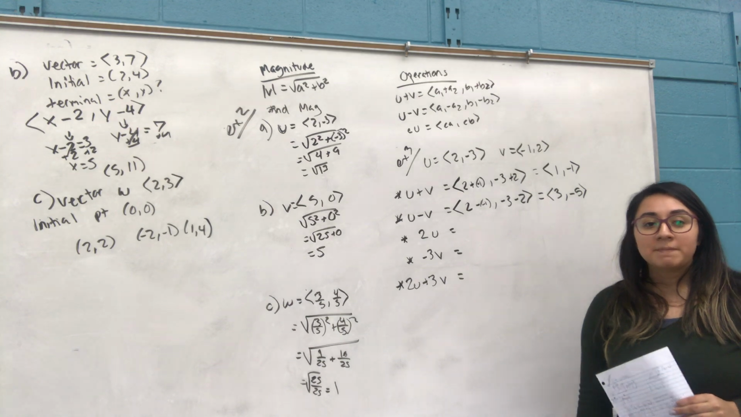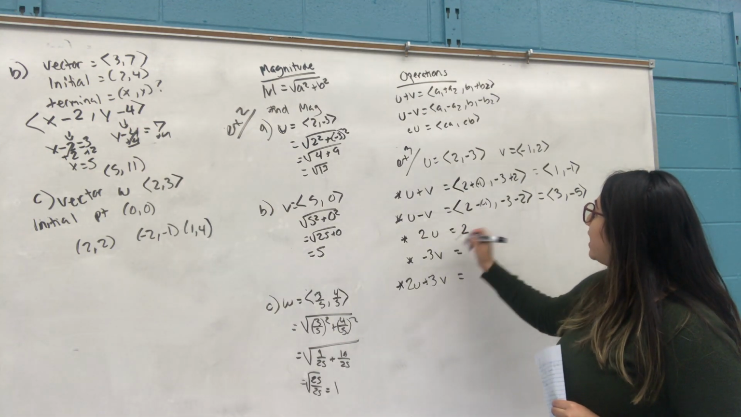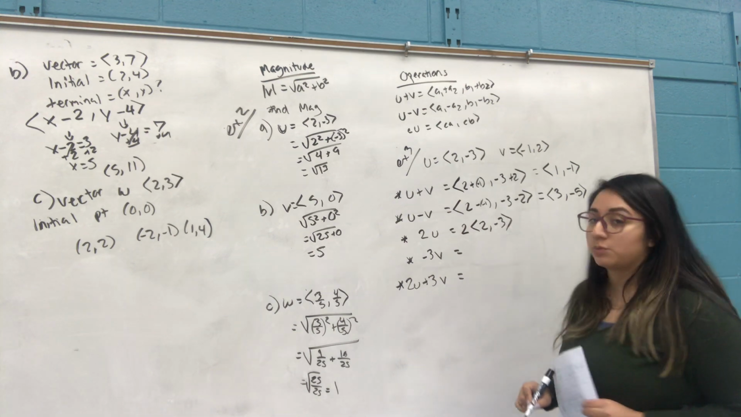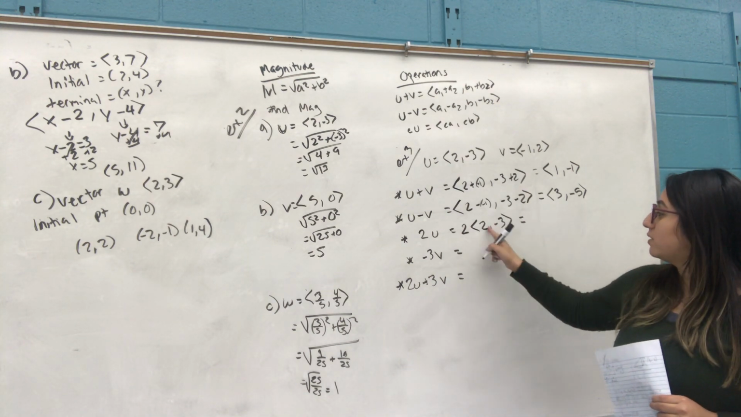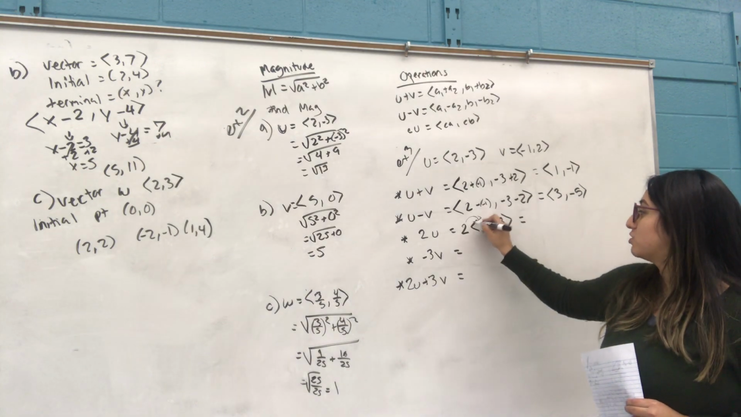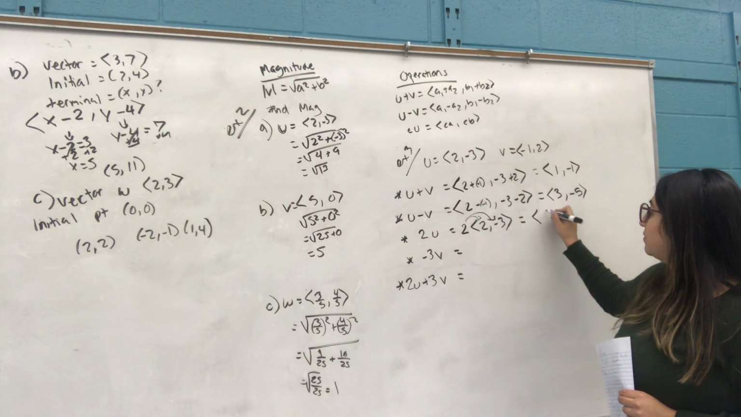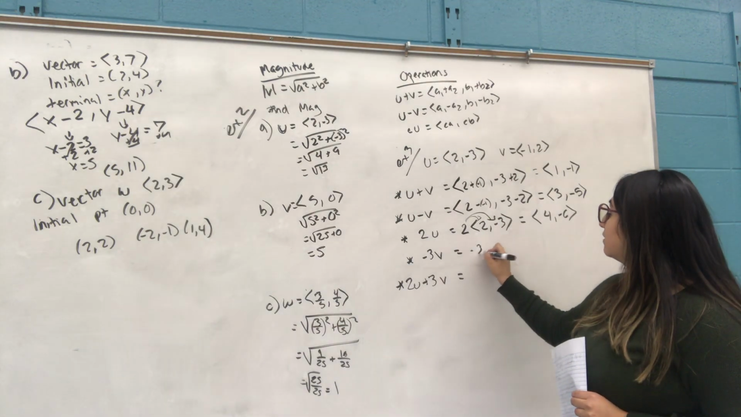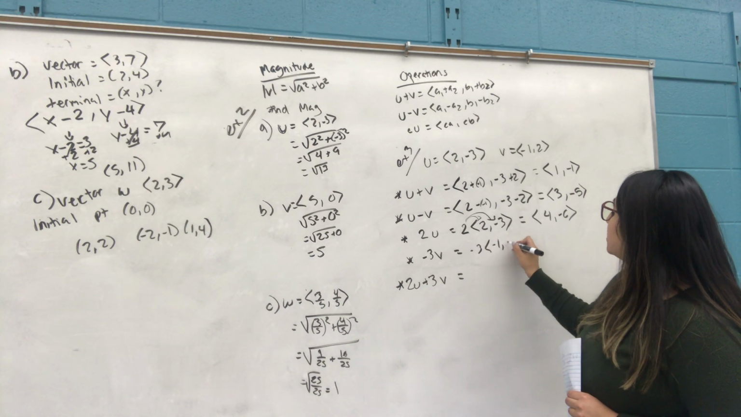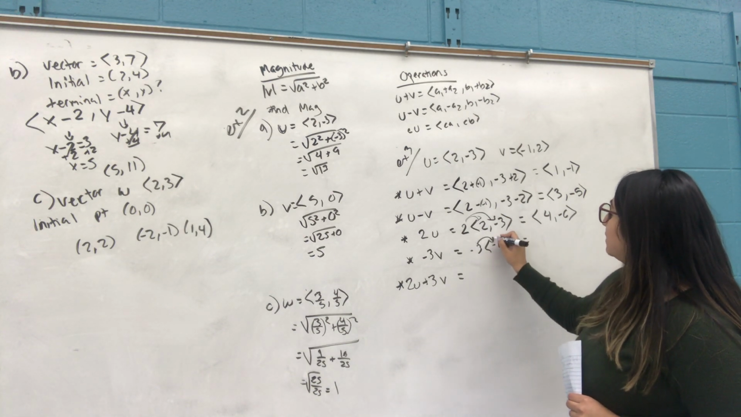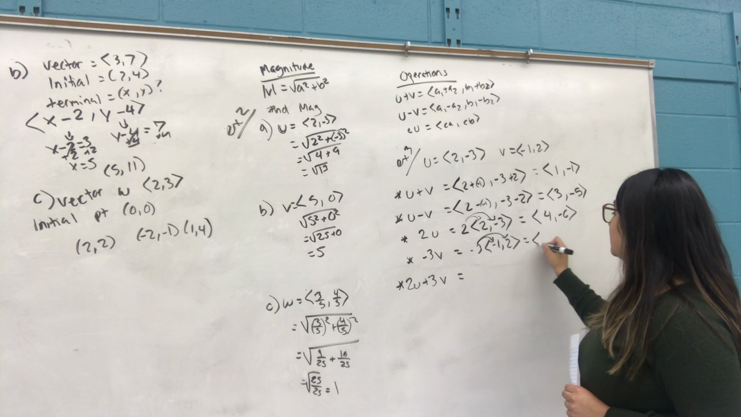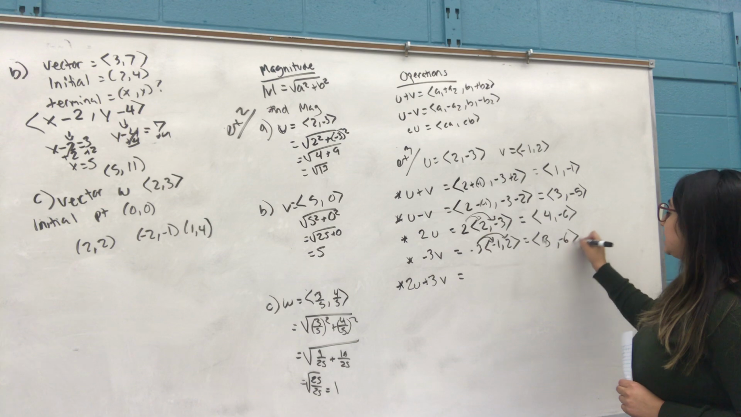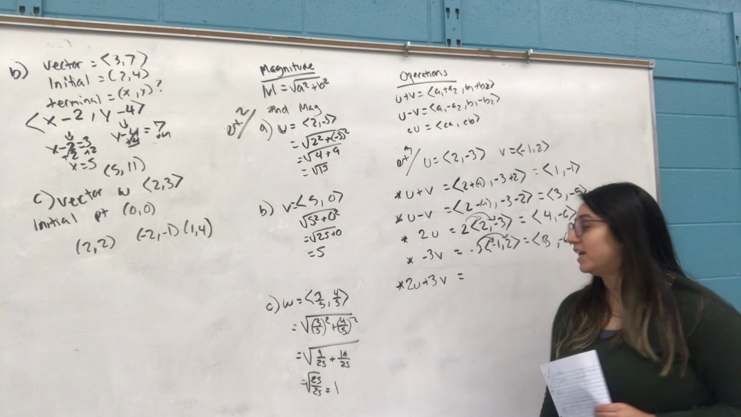Third one, 2u. Whenever you have a 2, that means you're multiplying your vector. So 2 times vector u, which is 2, -3. You multiply 2 for each of the values. So think of distributive property. So then you end up with vector 4, -6. Here we have -3v. So v is -1, 2. Think of distributive property. -3 times -1 is +3. -3 times 2, -6.